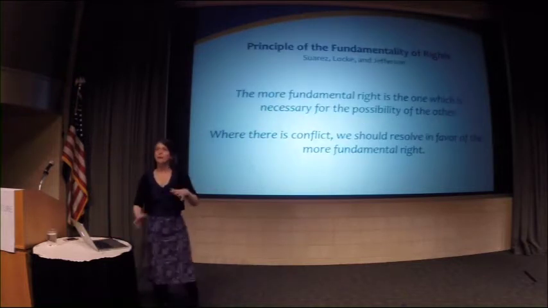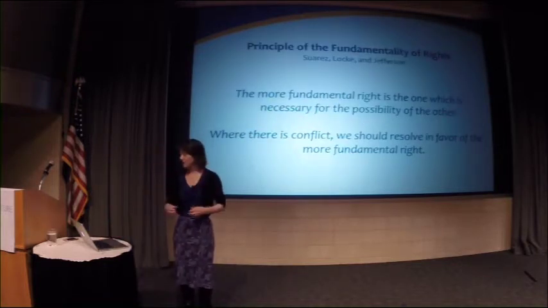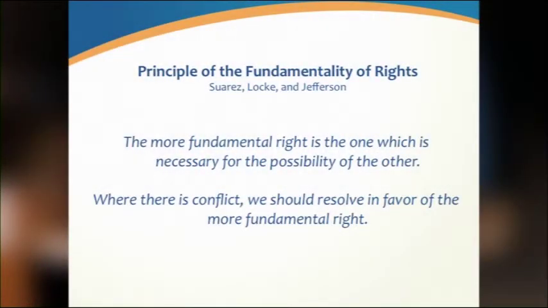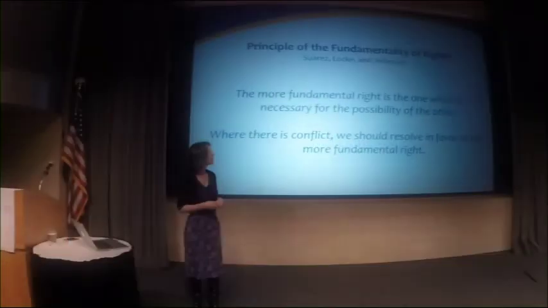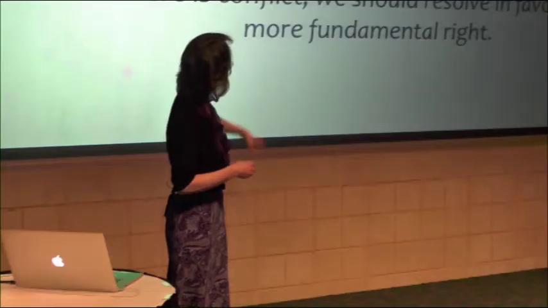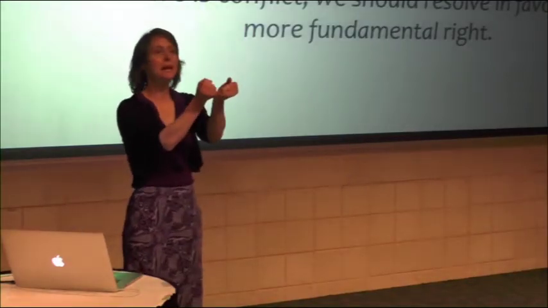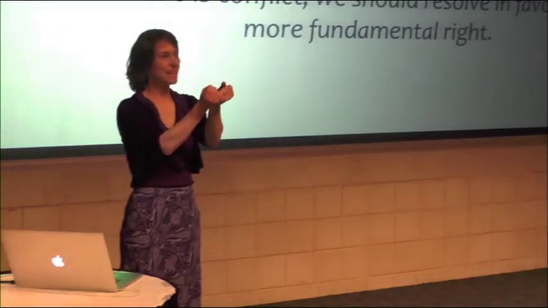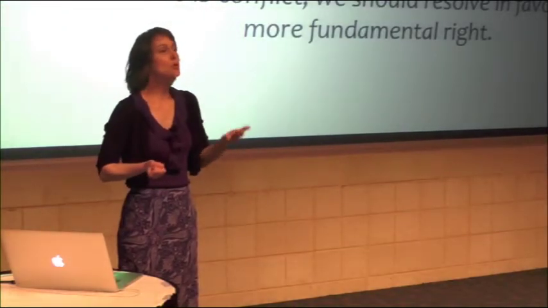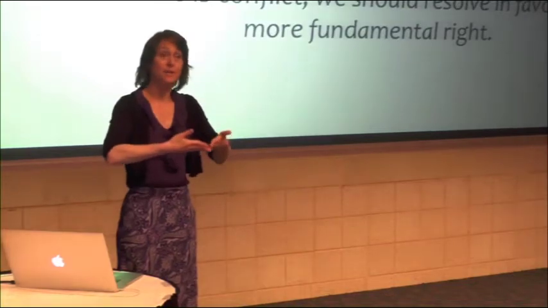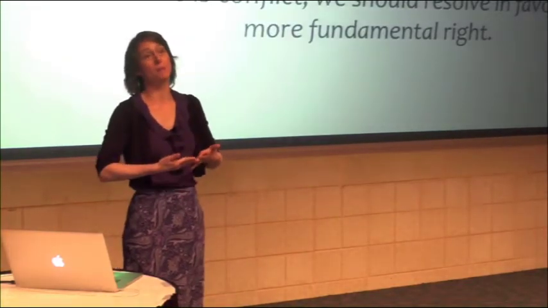Then there's a second right that evolves out of this natural right to life. This is the principle of the fundamentality of rights. This principle was also originated in Suarez, John Locke, and Thomas Jefferson. Thomas Jefferson and John Locke, by the way, got their ideas from Francisco Suarez. And it states this. Okay, now you've got three inalienable rights, three natural rights, but sometimes they conflict. What do you do when one natural right conflicts against another natural right? Now, how do you resolve that problem?